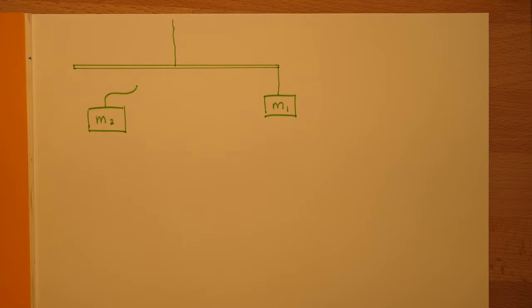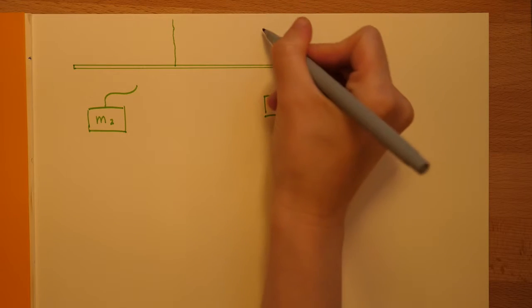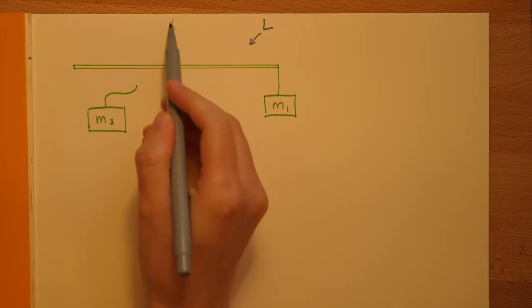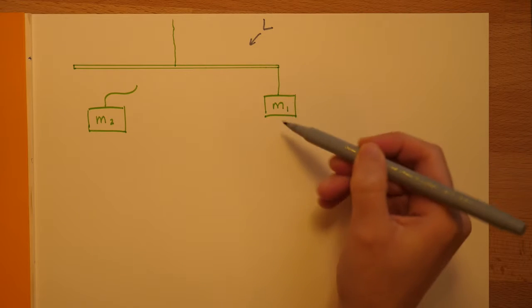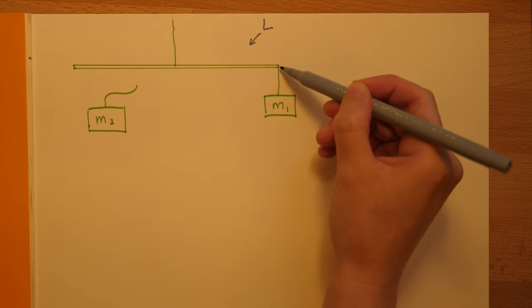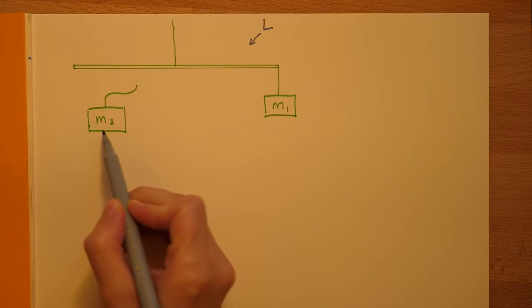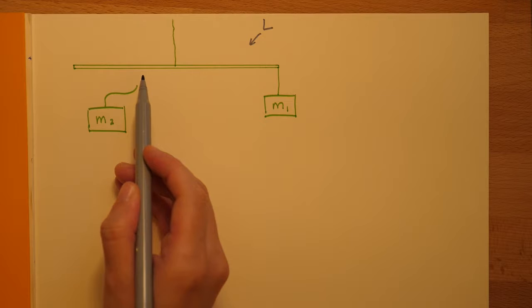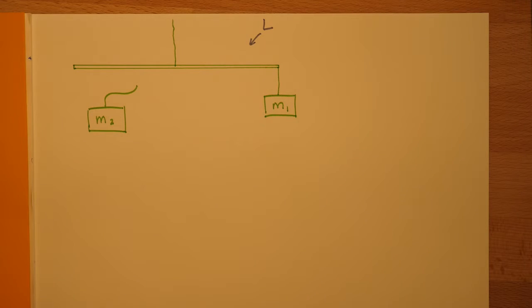Here's a medium level torque problem. Say you have a stick of length L, and you've suspended it by a string in the center. You hang a mass M1 over on one end of the stick, and you want to know where you should attach M2 so that this whole thing is balanced and the stick is level.